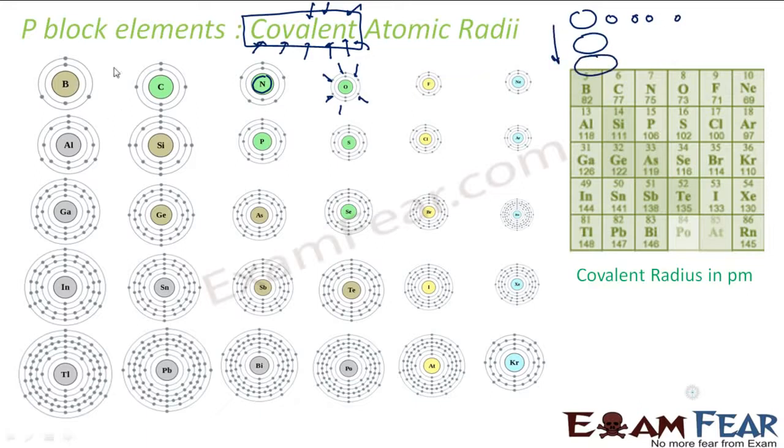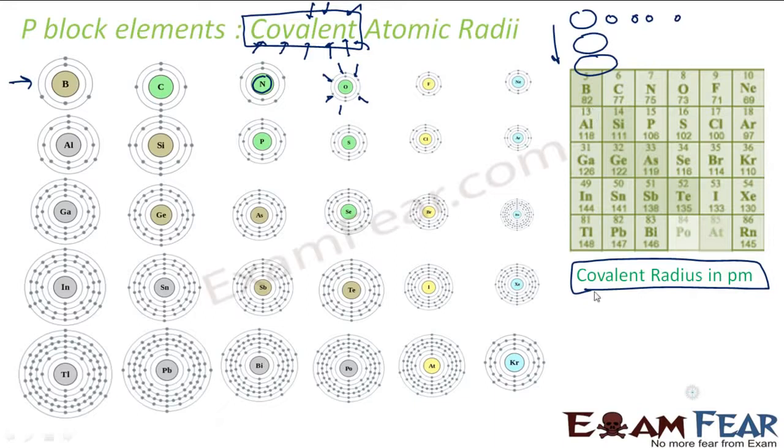Then if you see from this also, you can make out this is increasing, this is increasing, this is increasing. If you go from here to here across a period, this is decreasing, this is decreasing, this is decreasing, right? So this is the general trend. If you see the values also, and please note, I'm talking about the covalent radius in picometers. So if you see, boron has 82 picometers, it decreased to 77, then 75, 73, 71, 69. We talk about aluminum, 118 picometers, decreased 111, decreased 106, decreased. Similarly, if you see, the trend is decreasing, right?